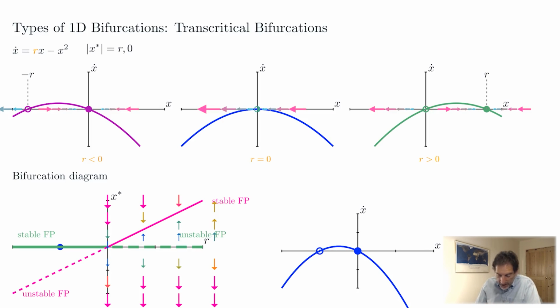And then we have just the sort of reverse pattern for r negative. We have flow towards a stable fixed point and flow away from the unstable fixed point. So this is the bifurcation diagram associated with the transcritical bifurcation.